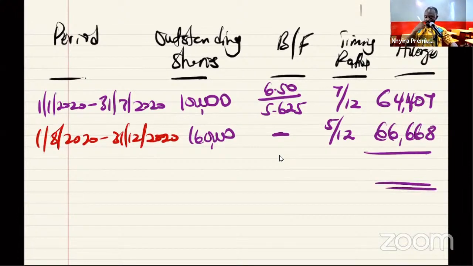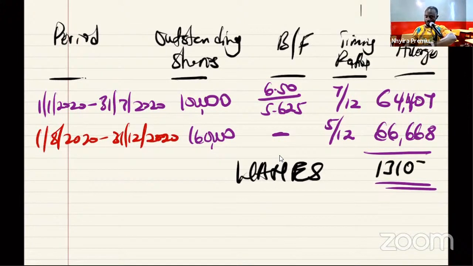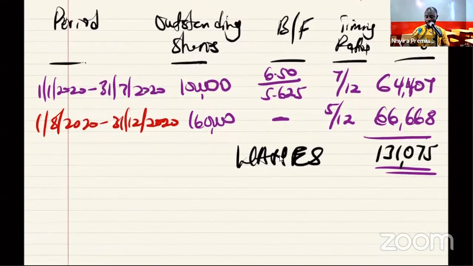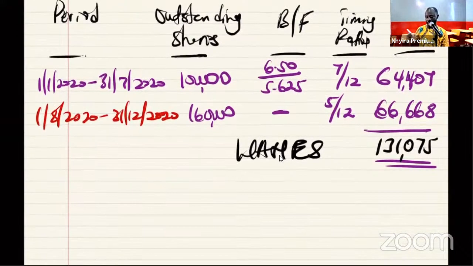So we add it up. Someone should confirm the first value for me, so that we can get our weighted average to be 66,668 plus 64,407. I'm getting 131,075. So like we say all the time, even though there are 160,000 shares, not all of the shares qualify for earnings, okay?